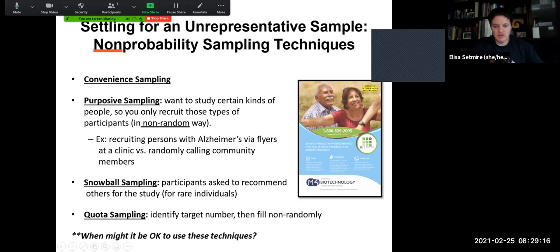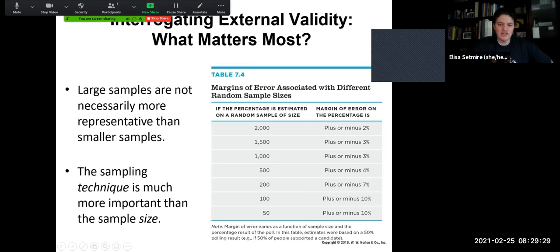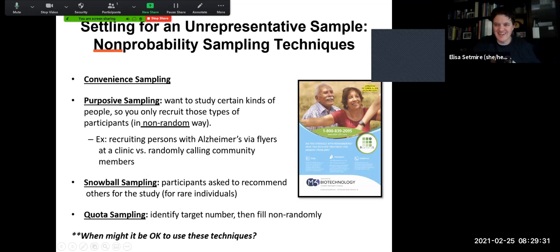Snowball sampling is when participants are asked to recommend others for the study. So let's say you have a rare group of people that you're studying, or maybe a rare condition. With Alzheimer's, for example, you ask people who have Alzheimer's, do you know anyone else who's struggling with this that I can contact? And you're snowballing away from that original contact point to get other people.